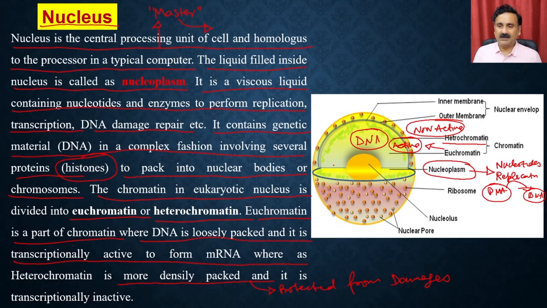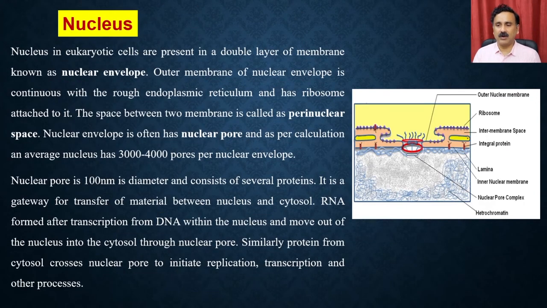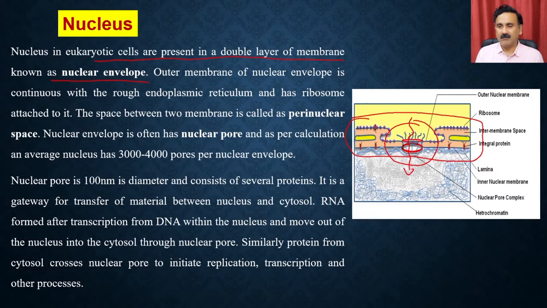Since the nucleus is present inside this double membrane structure, it is well protected and well separated from the cytosol by a very complex structure called the nuclear membrane. The nucleus in eukaryotes is present in a double layer of membrane known as the nuclear envelope. What you see here is the nuclear envelope where you have the nuclear pore, and this is the only portion through which molecules can come in, or the synthesized molecules can go out. The outer membrane of the nuclear envelope is continuous with the rough endoplasmic reticulum and has ribosomes attached to it. The space between the two membranes is called the perinuclear space, and the nuclear envelope often has nuclear pores. As per the calculation, an average nucleus has 3000 to 4000 pores per nuclear envelope.